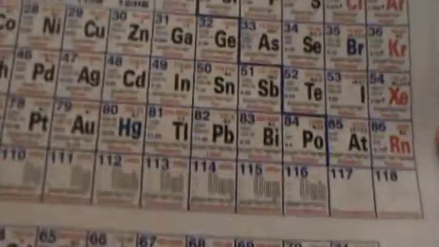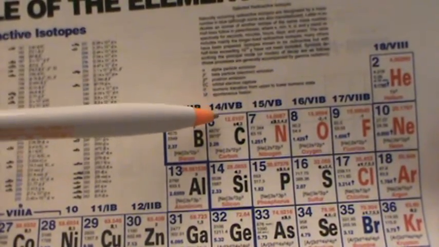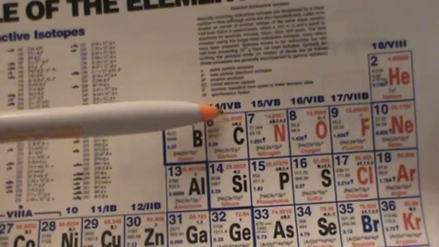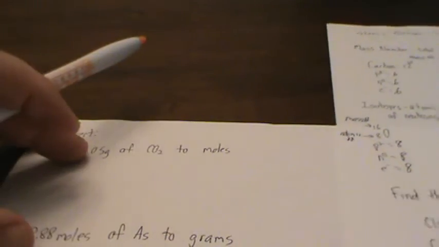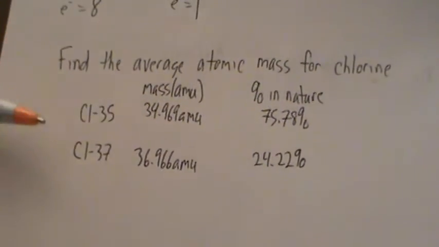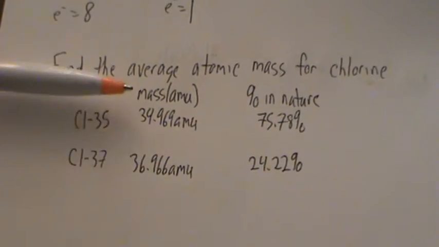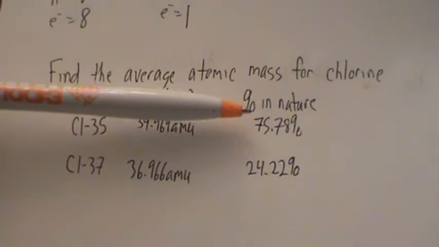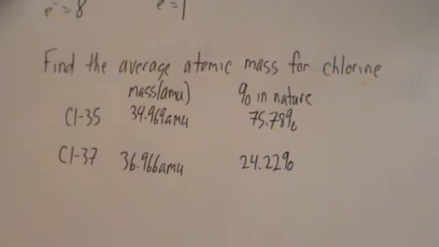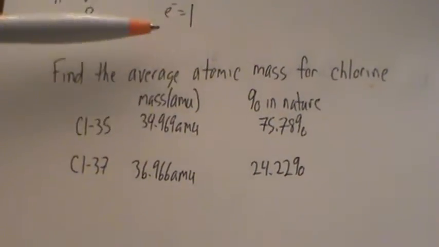Another number that we use quite a bit on the periodic table, if you look at this one, it's going to be this red number right up here above the symbol. That's called the atomic mass. How do we calculate out the mass? Well, we have problems like this, because with each isotope of an element, it has its respective mass, and it also has its percent of nature. So if we look at this one example, find the average atomic mass for chlorine.